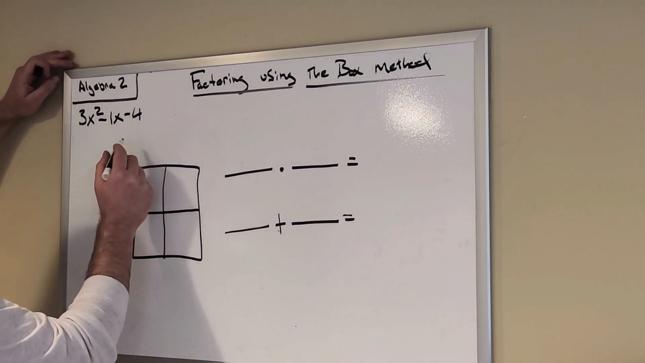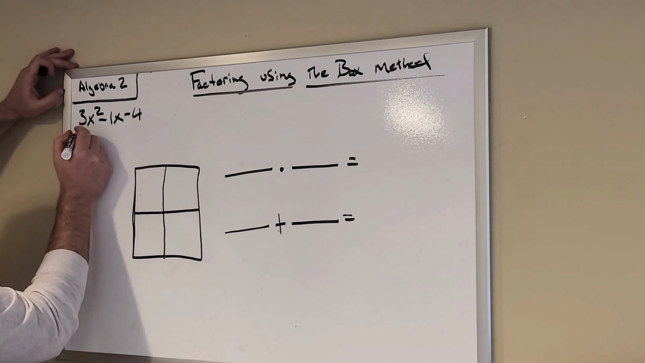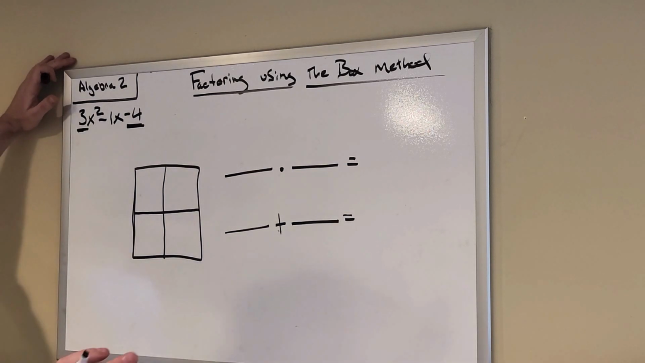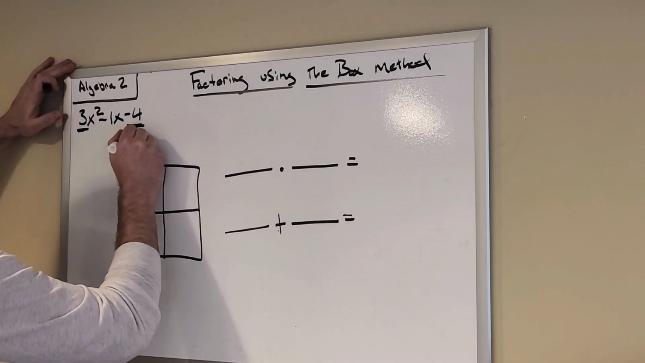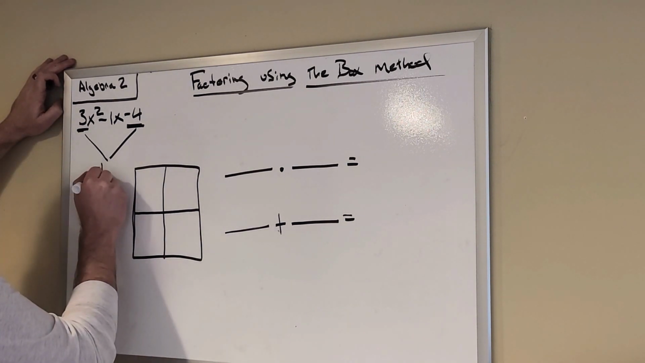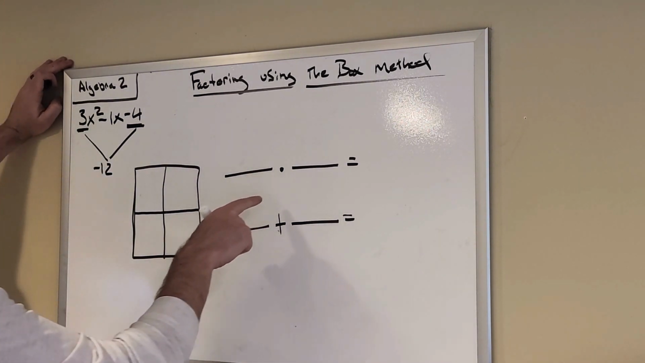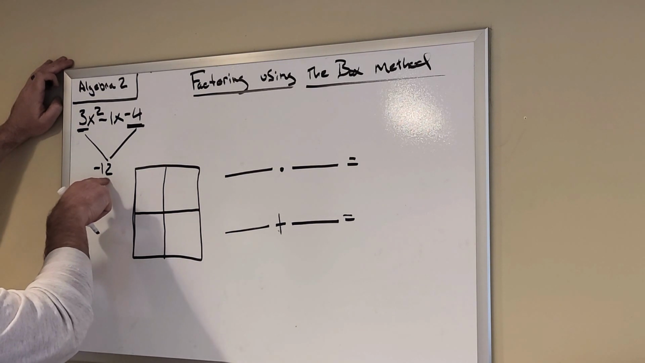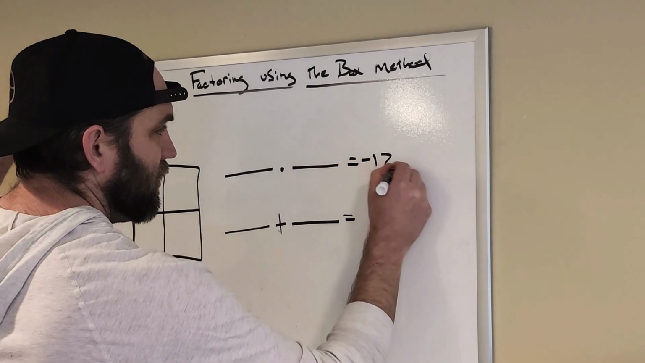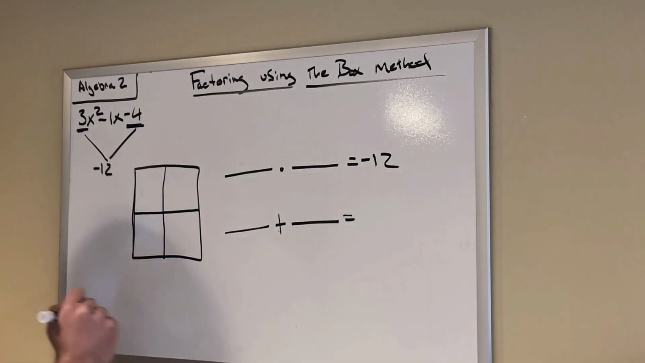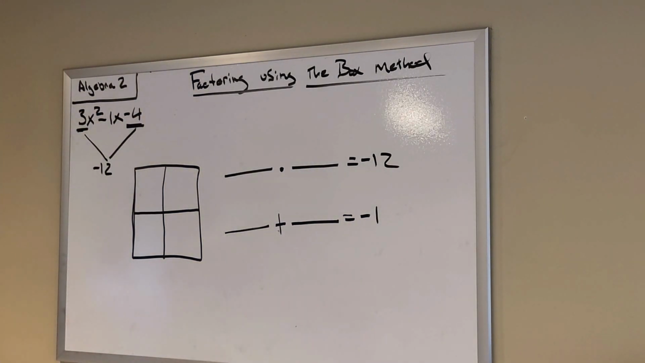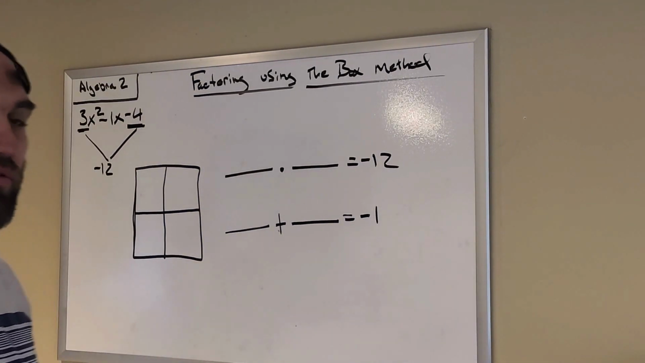First thing we want to do is take the number in front of the x squared, which is a 3 in this case, and the number that doesn't have an x attached to it, just the constant, which is a negative 4. We want to multiply those together, and so we get negative 12. So now I want to find a number that multiplies to negative 12 and that adds to negative 1. Okay? So multiplies to negative 12 but adds to negative 1.